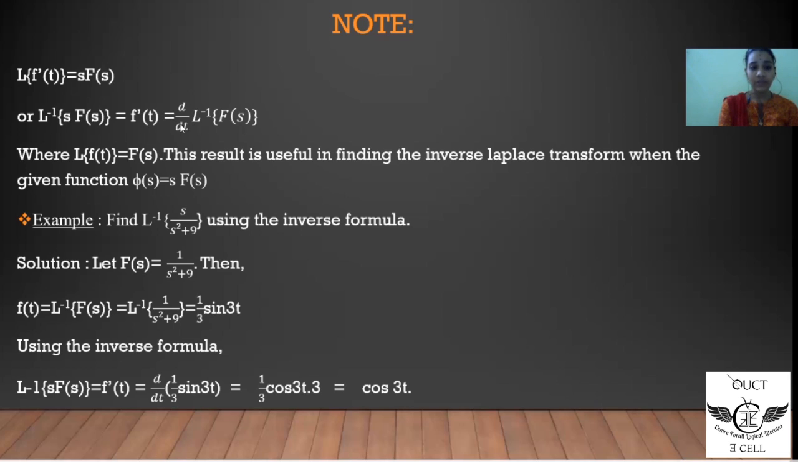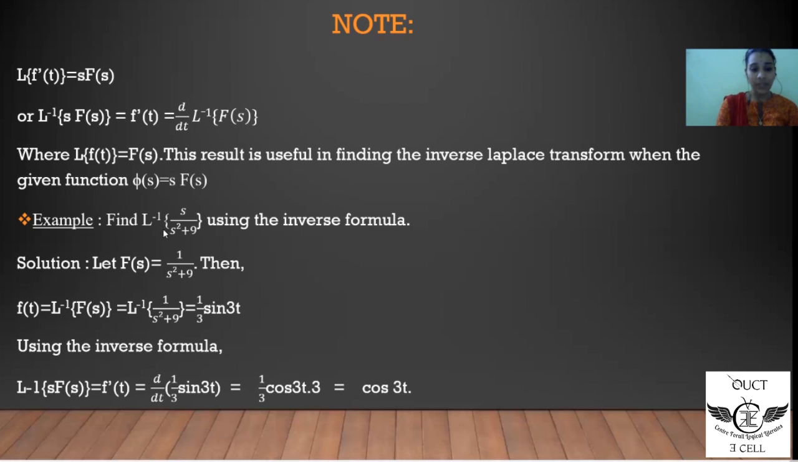From the definition, we know that Laplace of f(t) is equal to capital F(s). So f(t) is equal to inverse Laplace of F(s). When we differentiate this, we get f dash of t. This is the given thing. Laplace of f(t) is equal to capital F(s), as I said. Then this result is useful in finding the inverse Laplace transform when some function phi of s is given as s into F(s). Let us see this kind of problems.